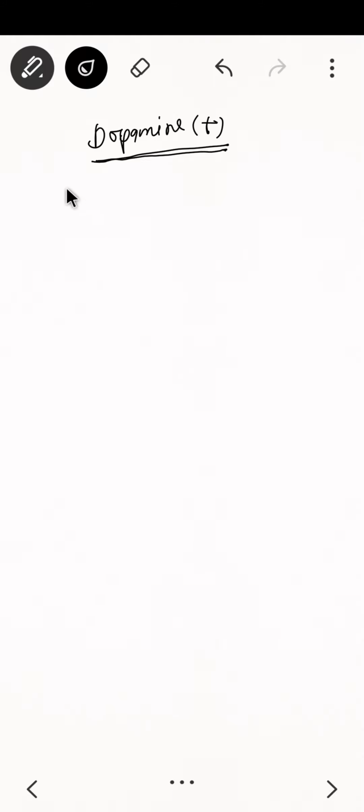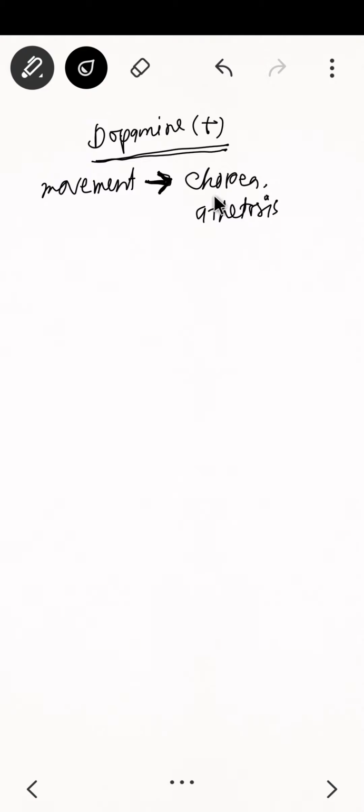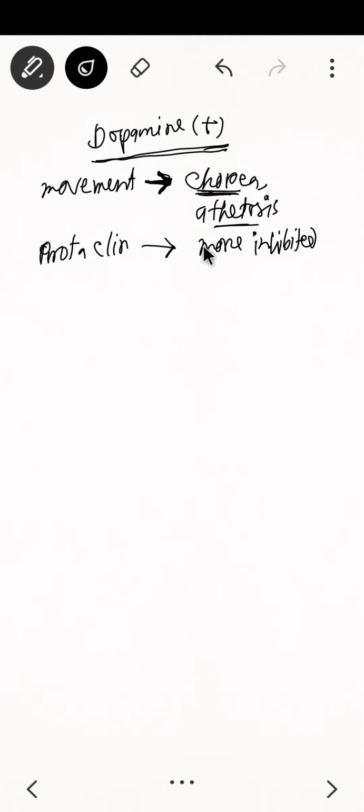When there is a dopamine increase, the movement will increase. That means chorea occurs. Chorea means involuntary jerky movement, something like a Michael Jackson dance. Then athetosis, etc. These also occur when there is excess of dopamine, and they are also involuntary movements. That is chorea and athetosis. Then prolactin will be more inhibited. There is no prolactin when there is excess of dopamine.